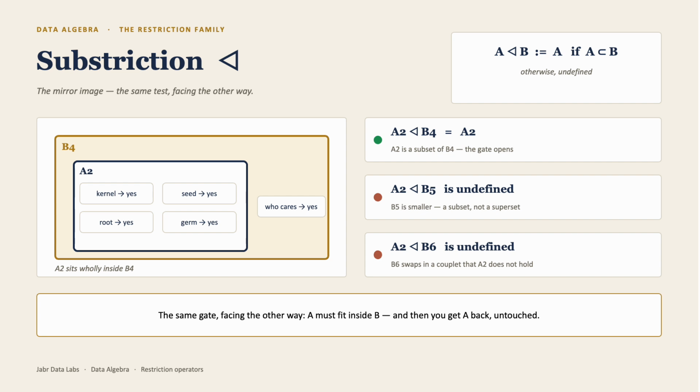B5 fails because it's smaller than A2, a subset rather than a superset. B6 fails because it swaps in a couplet A2 doesn't hold. Notice that with both operators, the result, when it's defined at all, is always the left-hand relation, untouched. And that undefined outcome is a genuine nuisance, which is precisely why we lift these 2 up to clans where the awkwardness disappears.